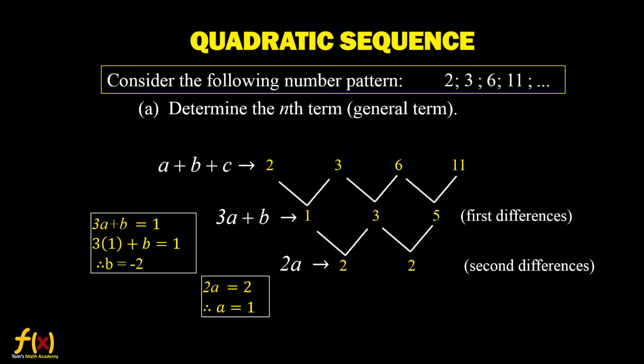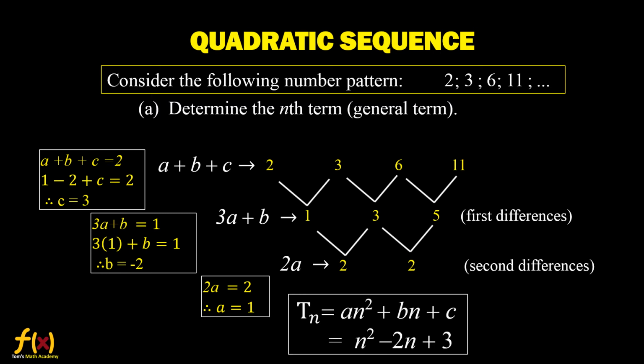Lastly, the first term of the sequence is 2. So we take a plus b plus c equal to 2, and then we substitute a and b. Solving for c, we get 3. Now the general term or the nth term is Tn equal to an square plus bn plus c, which is equal to, a is 1, so it is n square, b is minus 2, so we get minus 2n, plus c is 3. So that is the method, good people.